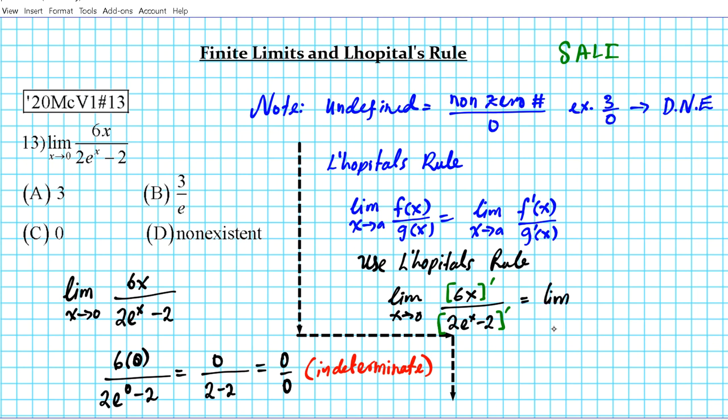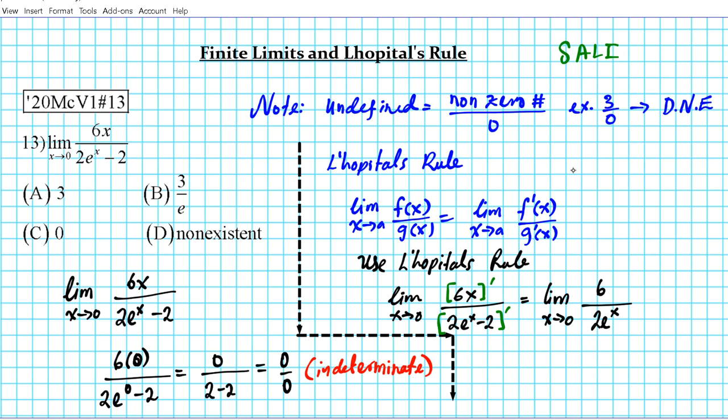Limit as x approaches 0. The derivative of 6x is just 6. The derivative of 2e^x is 2e^x. Remember, the derivative of e^x is just e^x, right? And then the derivative of 2 is 0. Okay, so we have a new problem.